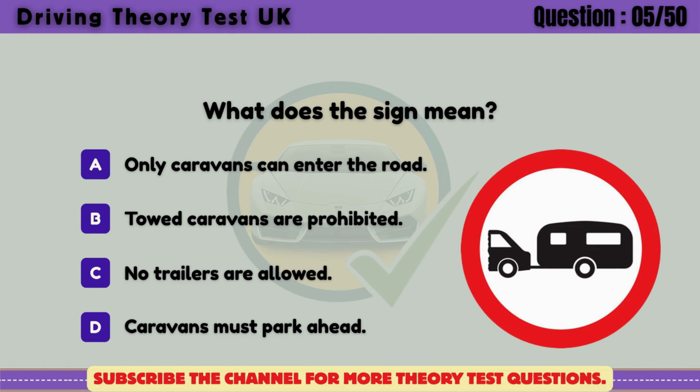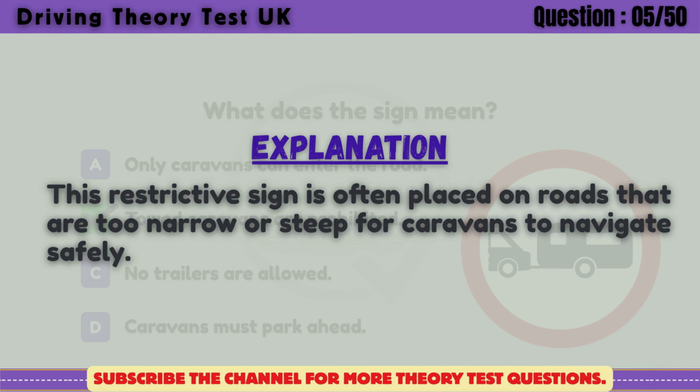Question 5. What does the sign mean? Option A. Only caravans can enter the road. B. Towed caravans are prohibited. C. No trailers are allowed. D. Caravans must park ahead. Answer is B. Towed caravans are prohibited. This restrictive sign is often placed on roads that are too narrow or steep for caravans to navigate safely.